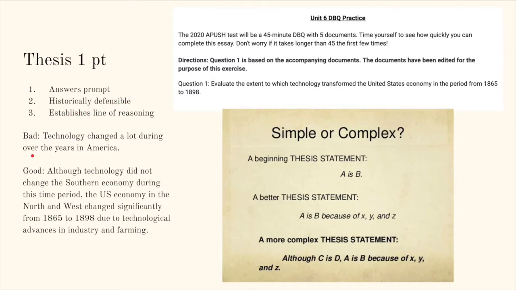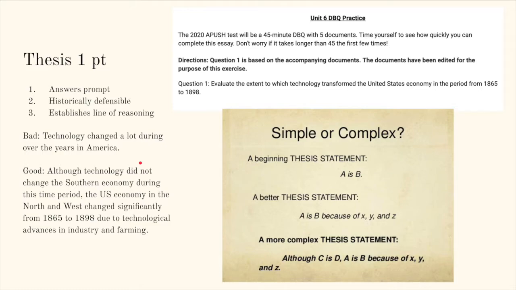So a bad thesis would be technology changed a lot over the years in America. Now, this doesn't even really answer the prompt because it's asking you what changed in the economy. So you're right, technology did change, but this question is all about the economy. So it kind of doesn't really answer the prompt. It's not really historically defensible. It's kind of a no-duh thesis. It's just yes, obviously. So that's pretty silly. And it doesn't establish any line of reasoning. I don't know what your essay or what your paragraphs are going to talk about with that thesis.